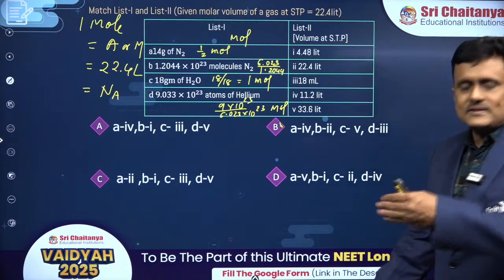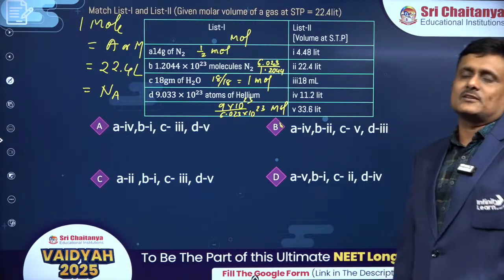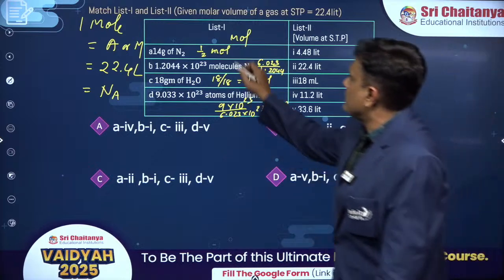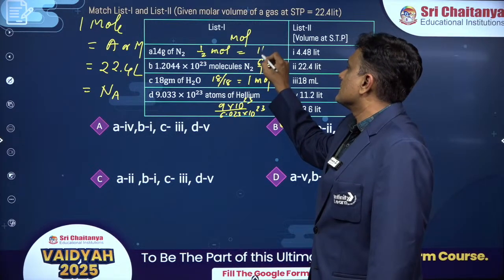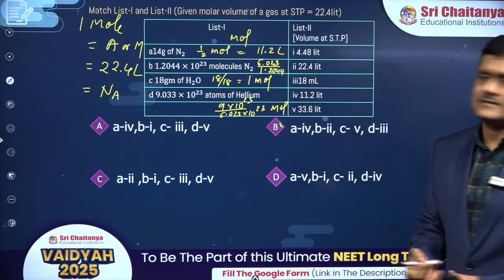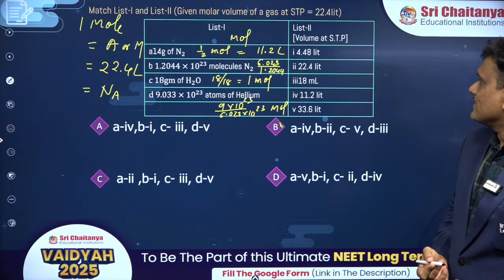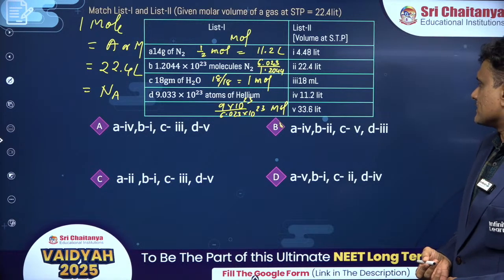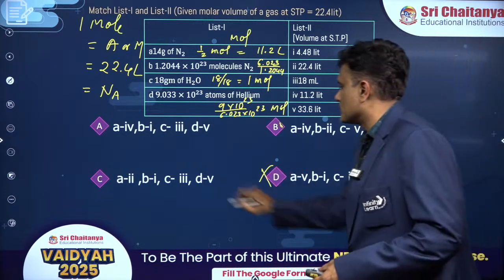Okay. So after converting that into moles, you have to convert that into the volume at STP. You know, half mole means 11.2 liters, isn't it? So you can see for A, what is matching is 4, right? So you can see these two options are ruled out.